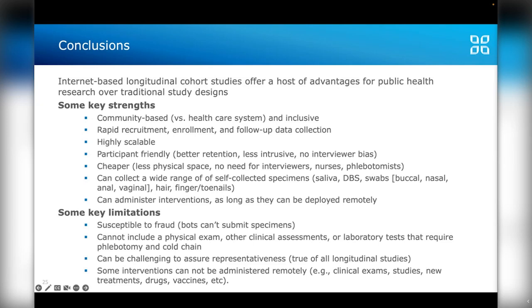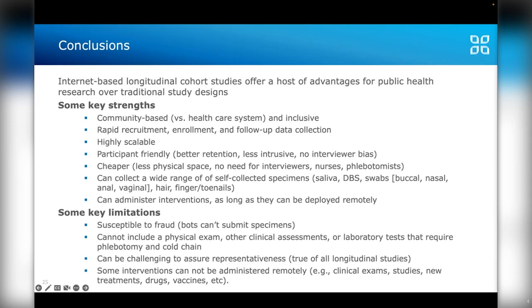But of course, there are some key limitations. They're susceptible to fraud, like internet bots, but we also know that bots can't submit specimens. So when you do these kinds of studies with specimen collections, it helps to ensure that you're dealing with real people, but there are other ways to limit the participation of bots in studies like ours.